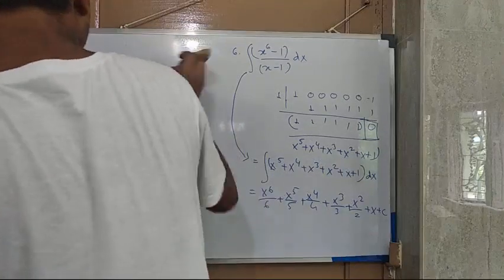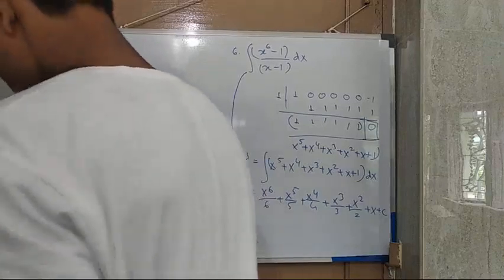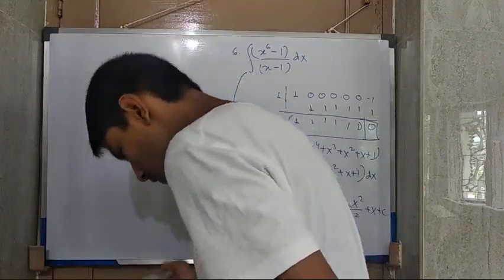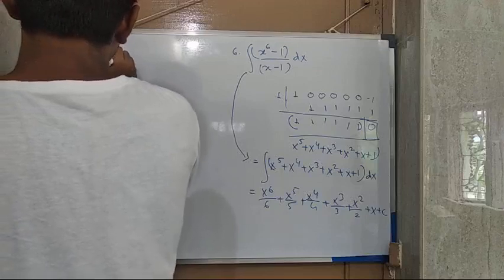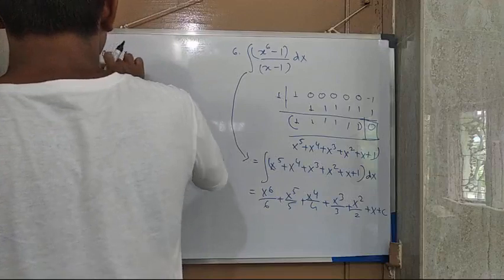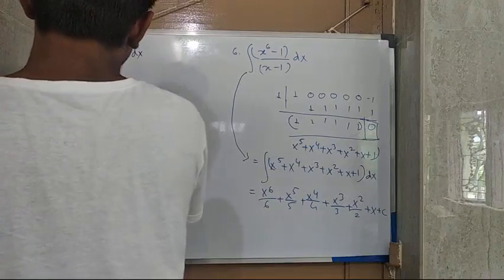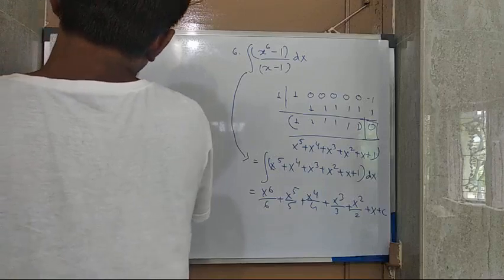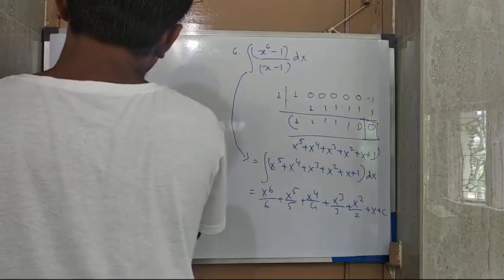Now let's proceed for the seventh one. The seventh integral is integral cos cube x dx, which is integral 1 minus sine squared x times cos x dx.